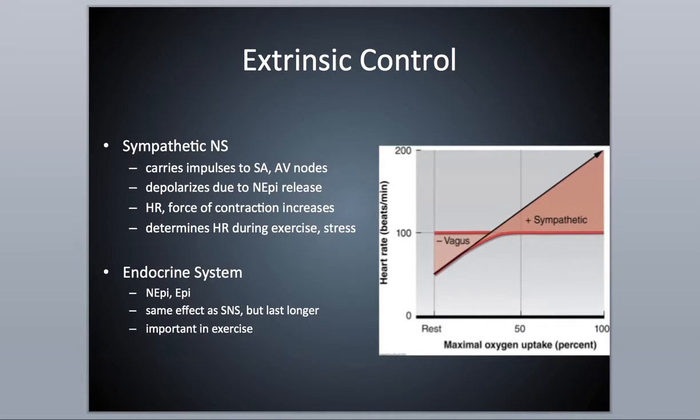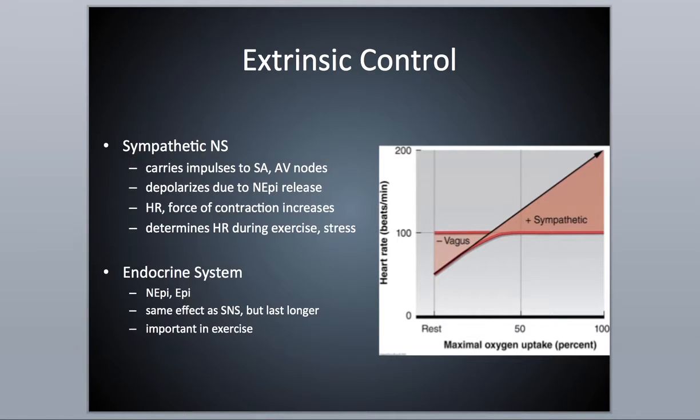So the sympathetic nervous system carries impulses to the SA and AV nodes, and this is going to depolarize. Again, it has to do with the electrical conductivity of the nervous system. It's going to depolarize due to a neurotransmitter known as norepinephrine. Norepinephrine and epinephrine are known as the catecholamines, and they're very, very powerful in the endocrine system.